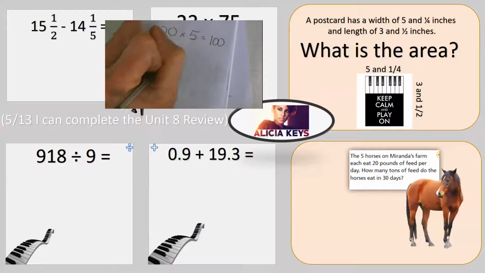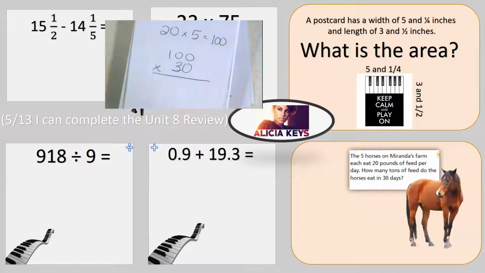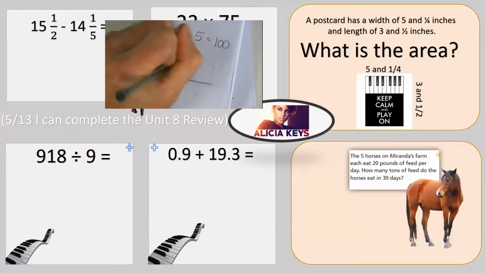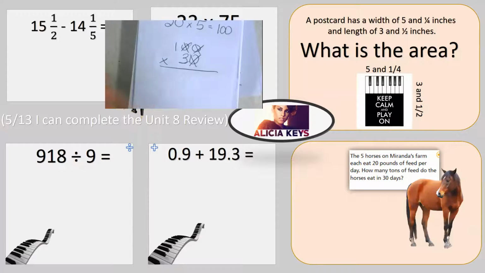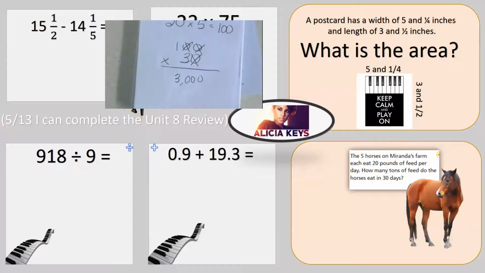Well, 100 pounds a day multiplied by 30 days. You guys know the 0 rule, right? You can cross off the zeros because they end in zeros. 3 times 1 is 3, and then you just bring them back. So it's 3,000, but the question is, how many tons is 3,000 pounds?